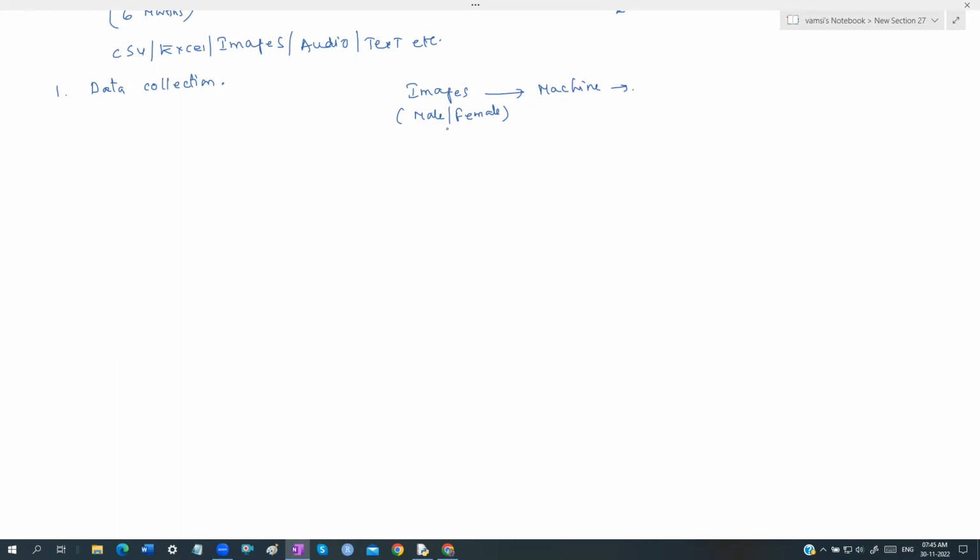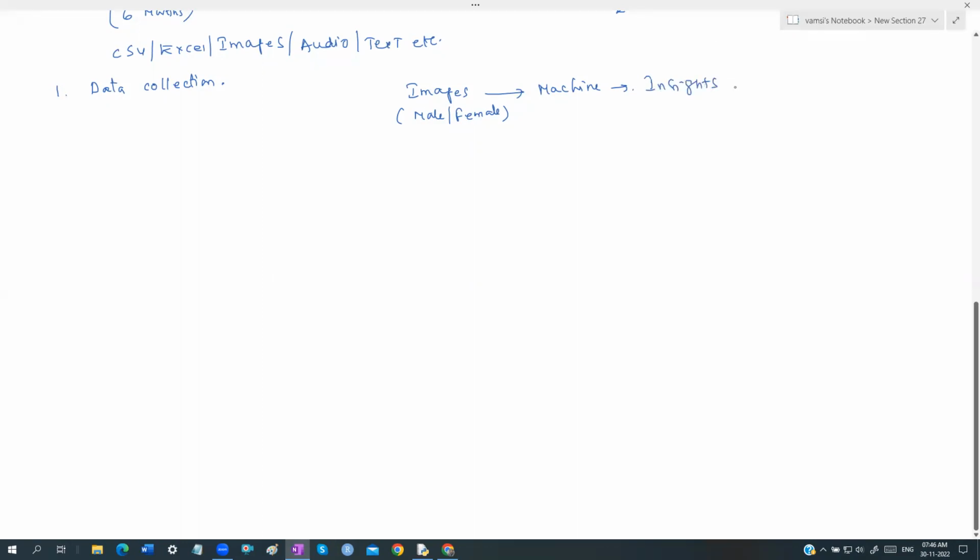Machines can also study whether the person in an image is female or male. Once you give some images to the machine, it will study them, and whenever I give a new image, it will get some insights.